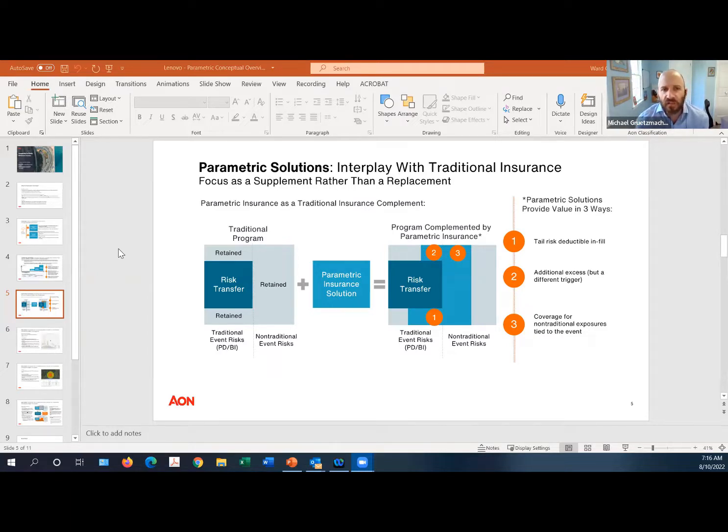So let's say you have a traditional program, you have risk that you retain, then risk transfer, and then of course what you retain if you didn't have enough limits. But then you also have this non-traditional event risk bucket, everything that's not covered by that traditional property program. Then you add the parametric solution, and this really helps in 3 different ways. Number one, this becomes a funding source for your large deductible, if nothing else. So at least you have that cash coming in the door.